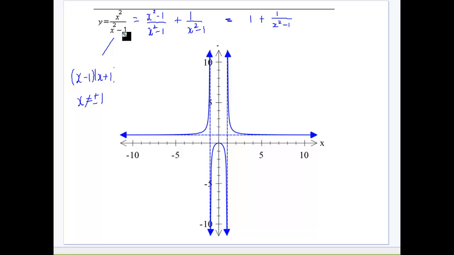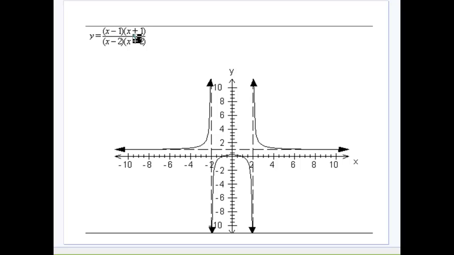X squared on x squared minus 1, again the same degree, but what does this approach? Now we get x squared minus 1 on x squared minus 1 plus 1 on x squared minus 1. So we get 1 plus 1 on x squared minus 1. So again, draw 1 on x squared minus 1 using our techniques that we did before. Shift the whole thing up 1 unit. Okay.